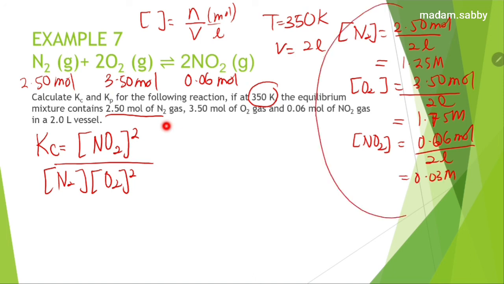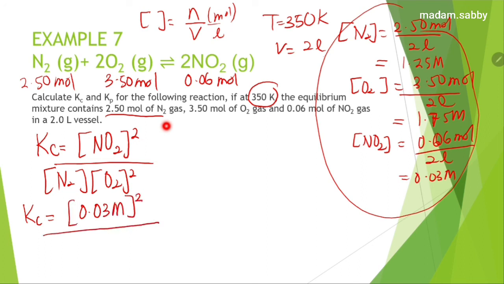Now substitute all these concentrations into the Kc expression. NO2 is 0.03 molar to the power of 2, over my N2, 1.25 molar, and my oxygen, 1.75 molar squared. If you press your calculator, you will get your Kc to be 2.35 times 10 to the power of negative 4. So we are done with the Kc, and now let's calculate Kp.